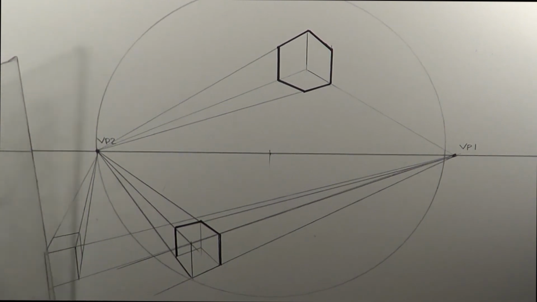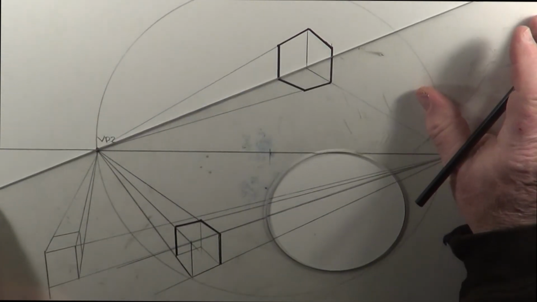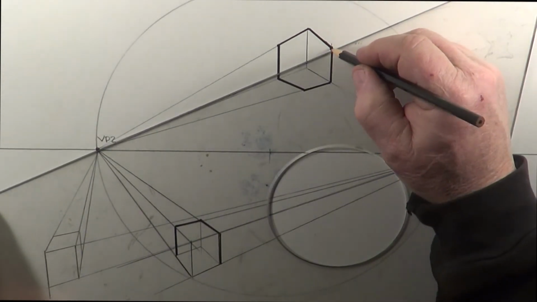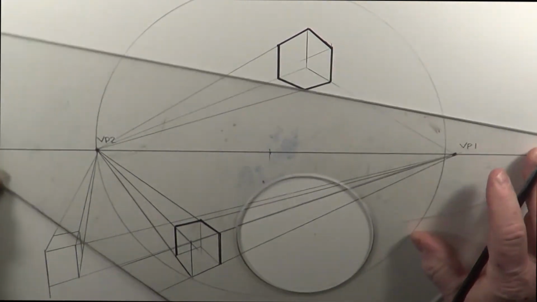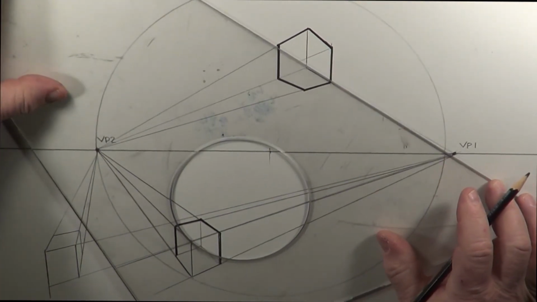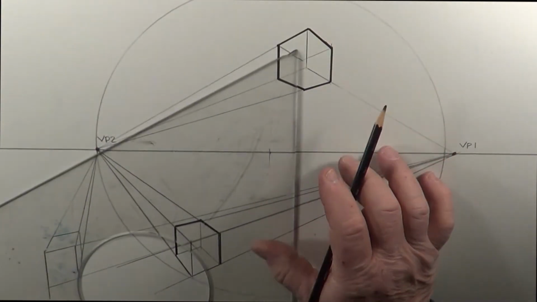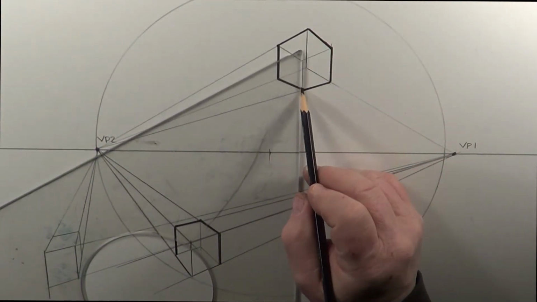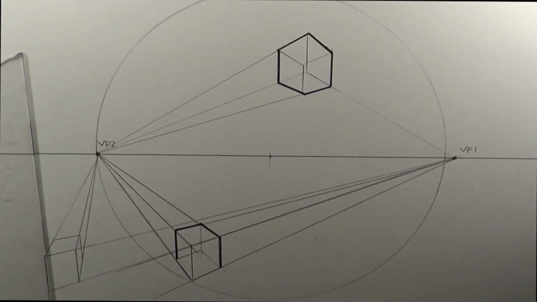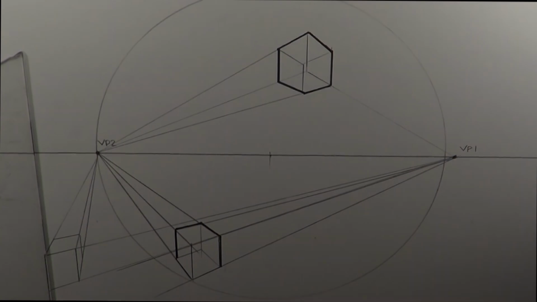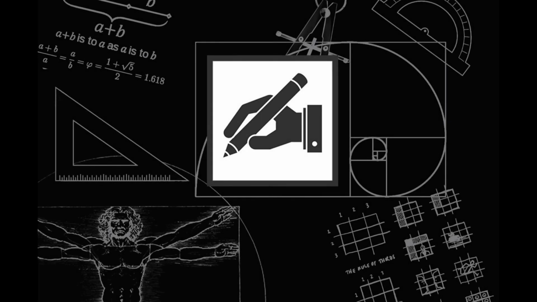Anyway, I'm going to go ahead and draw the inside line of this cube up here so that you can kind of see what that might look like. And then I think we'll probably call this video a video. And we'll come back and we'll do a little bit more with two-point perspective, okay? Anyway, all for now, and I will see you guys in the next video.